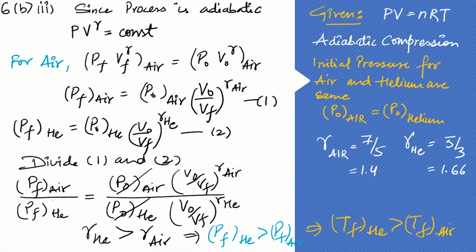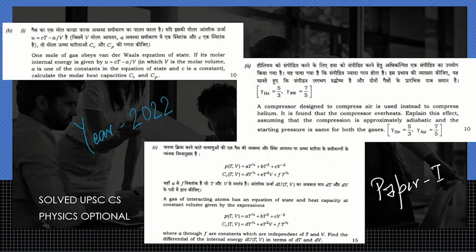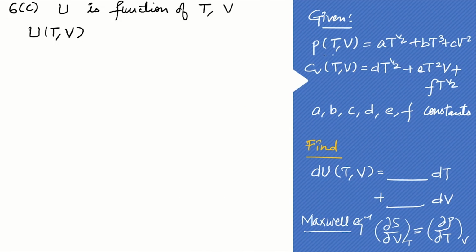So let's move to our last question. In part C, we are given a gas of interacting atoms that has an equation of state. This is P(T, V), how the pressure is varying with temperature and volume. And there's a heat capacity which also depends upon temperature and volume. Here all A, B, C, D, E, F are constants which are independent of T and V. So we have to find out the differential of internal energy in terms of dT and dV. So here we are given the expression for pressure and the heat capacity at constant volume. So we have to find the differential of internal energy in terms of dT and dV.